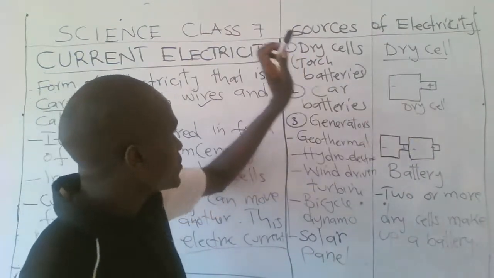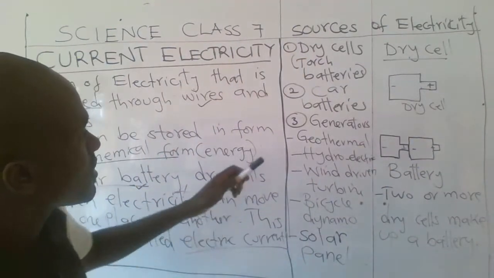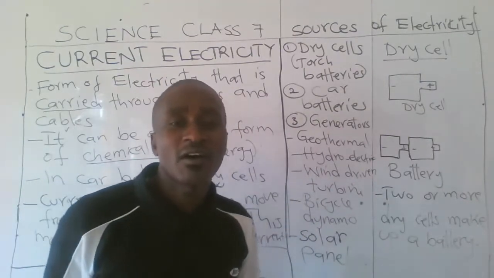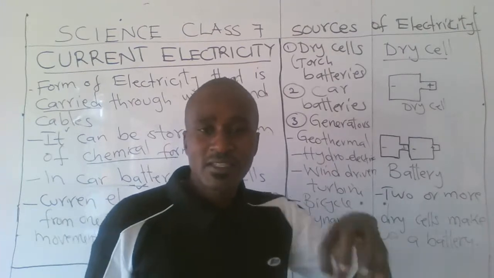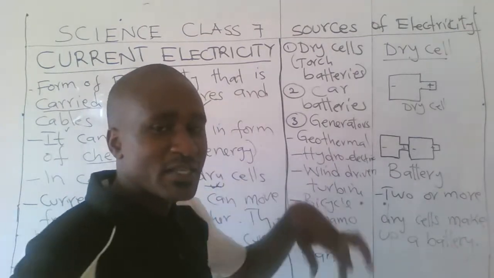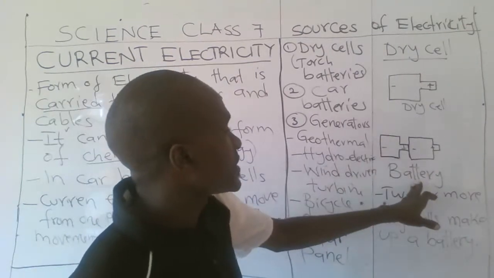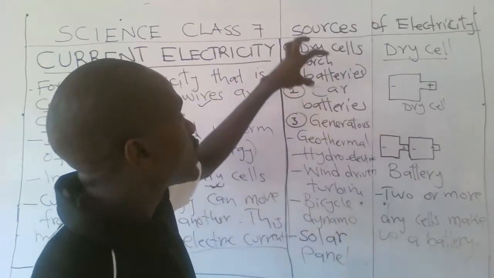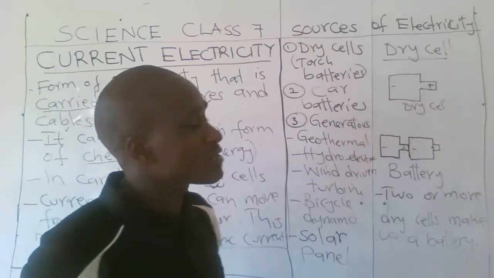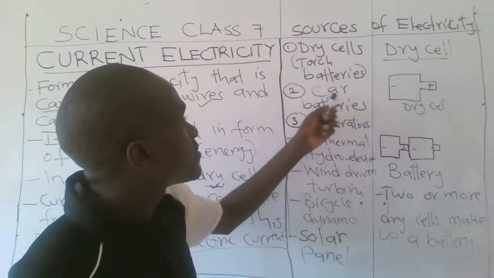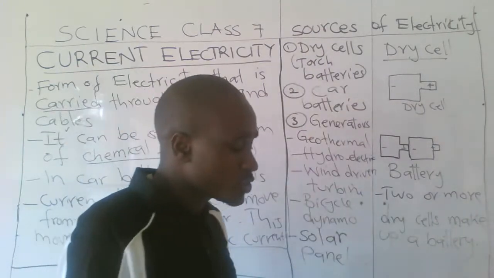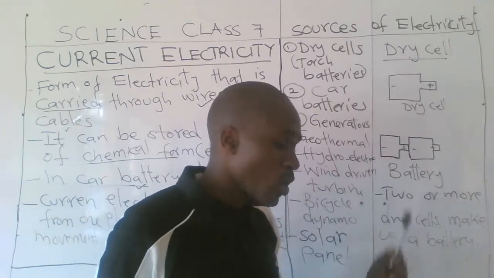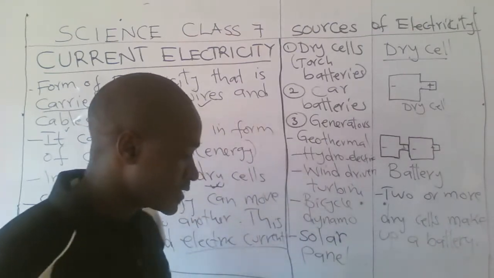Or when you check, for example, car batteries, they have like 6 cells, and they are wet cells. So that's why we call it a battery, car batteries. It has at least 6 cells and above. But dry cells put together like in a torch, that one now will make what we call a battery. So 2 or more dry cells make up a battery.